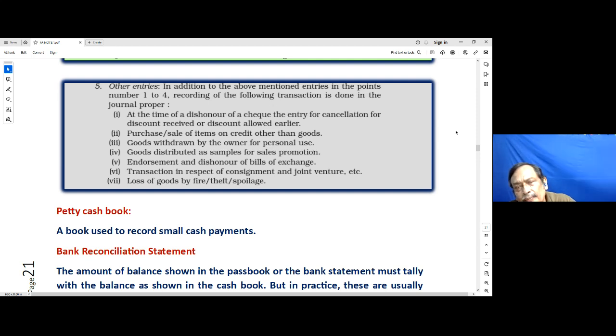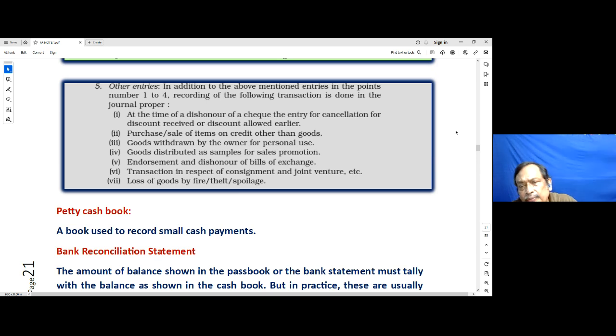other entries in addition to point number 1 to 4 that I have discussed. That is, in addition to the above mentioned entries in the points number 1 to 4, recording of the following transactions is done in the journal proper. Number 1, at the time of a dishonor of a check, the entry for cancellation for discount received or discount allowed earlier. Then purchase or sale of items on credit other than goods.